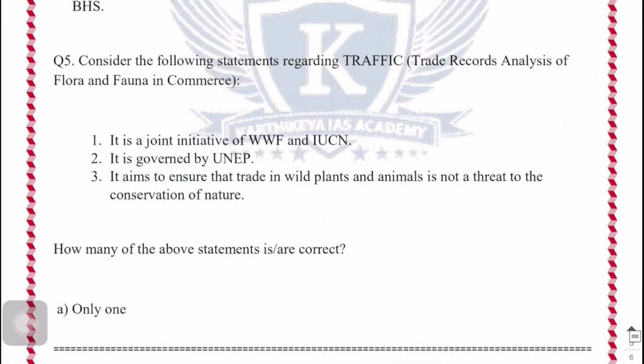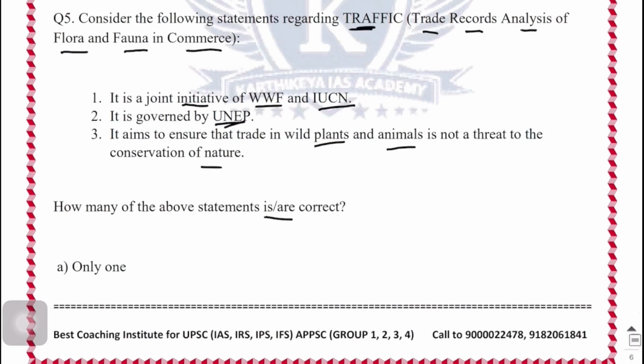Consider the following statements regarding TRAFFIC. TRAFFIC means the trade records analysis of flora and fauna in commerce. Statement 1: It is a joint initiative of WWF and IUCN. Statement 2: It is governed by UNEP. Statement 3: It aims to ensure that trade in wild plants and animals is not a threat to the conservation of nature. He is asking us how many of the above statements are correct.